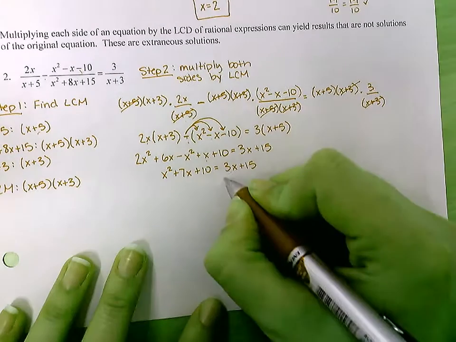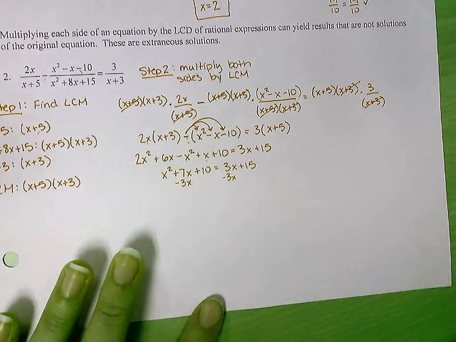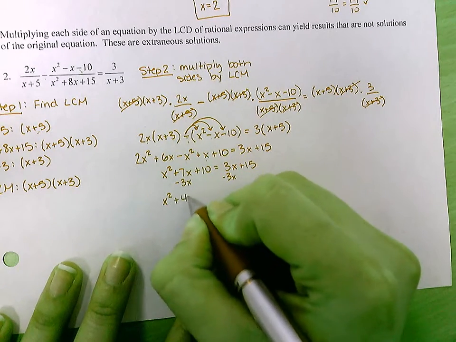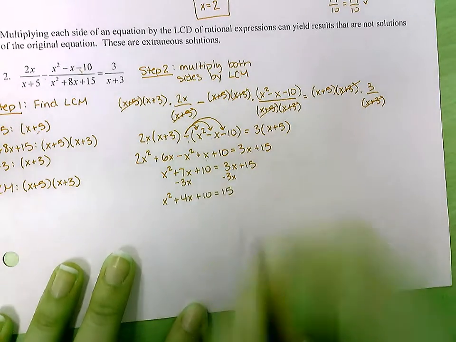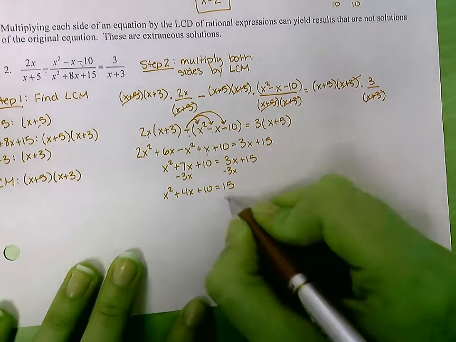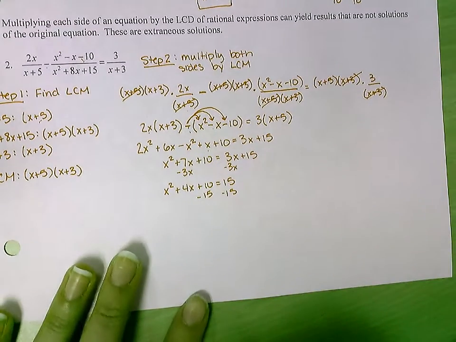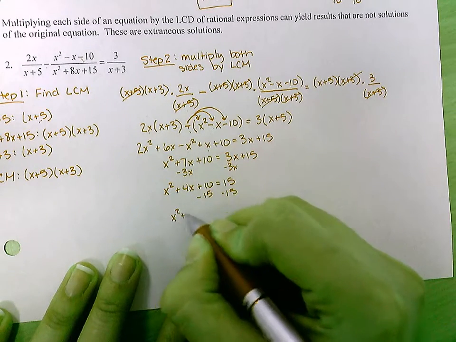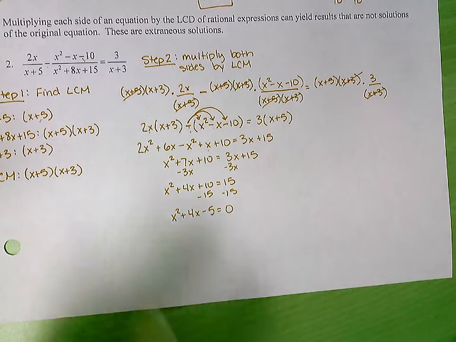So I'm going to subtract 3x from both sides. So we have x squared plus 4x plus 10 equals 15. And I'm going to subtract 15 as well. So we have x squared plus 4x minus 5 equals 0.